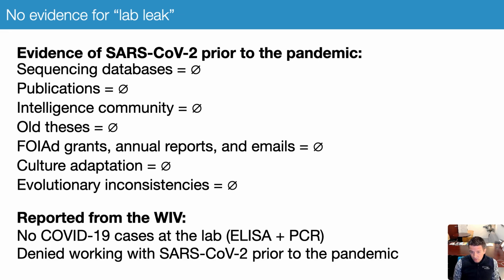Now, importantly too, if you ask the WIV, the Wuhan Institute of Virology itself, they have reported that there were no COVID-19 cases at the lab. They have tested with ELISA and PCR, and they denied working with SARS-CoV-2 prior to the pandemic. Now, you can of course say, well, I think they're all lying about that. That's your choice. But again, go back to the question of, do you actually have evidence for them doing that? Or is it just because you're simply not trusting them? So I think it's important that we keep in mind that what we're saying about the lab leak is purely based on speculation and conjecture. There really is no evidence whatsoever that points to this particular lab.